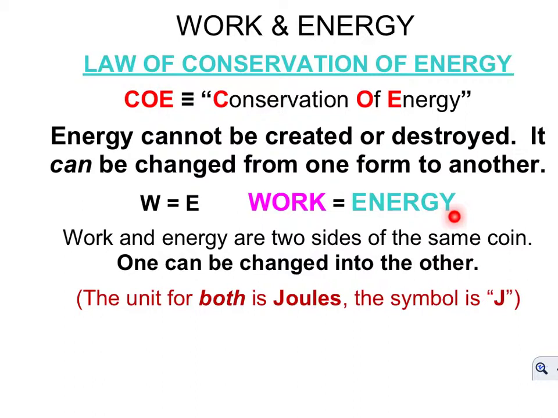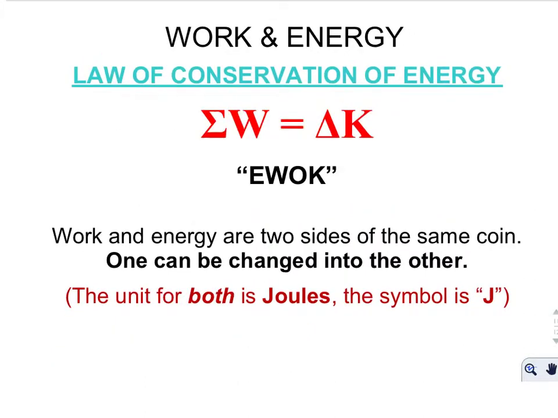So the example of that one is, let's say I take a block and I push it up a little ramp. When the block goes up the ramp, now the block has potential energy, right? Because it's at a certain height. Another way to write this equation is work equal to energy, or Ewok. Think about the Ewoks in Star Wars. They're able to stop the stormtroopers from getting in the forest. Work and energy, again, two sides of the same coin. And your unit for both is joules. You can use capital J for that.